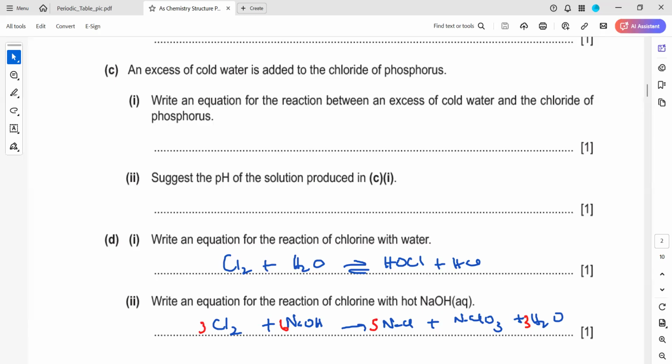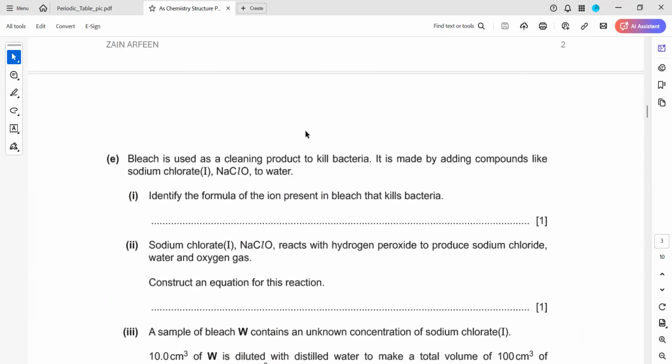So either you learn and memorize this equation for the reaction of chlorine with hot sodium hydroxide, where the product will be NaCl plus NaClO3 plus H2O. If it was cold, then it will be NaCl plus NaClO plus H2O. So you have to memorize these equations.